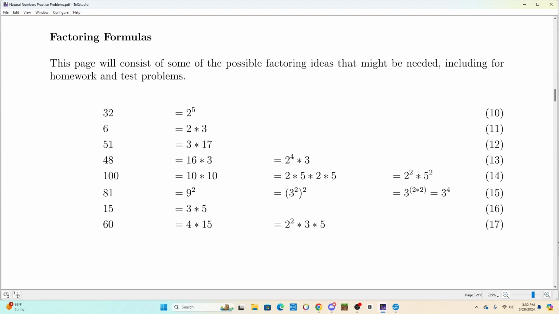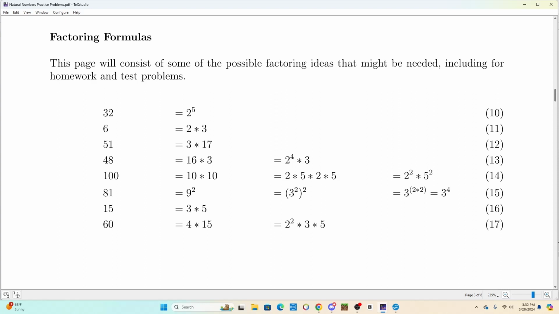6 is equal to 2 times 3. Not much to be said, should be automatic. 51 is equal to 3 times 17. The digits of 51 add up to 6, which is divisible by 3, so 51 is divisible by 3. Divide 51 by 3 to get 17. Then remembering that 17 is prime, or figuring it out by checking the numbers 2 through 16, results in 3 times 17 being the prime factorization.